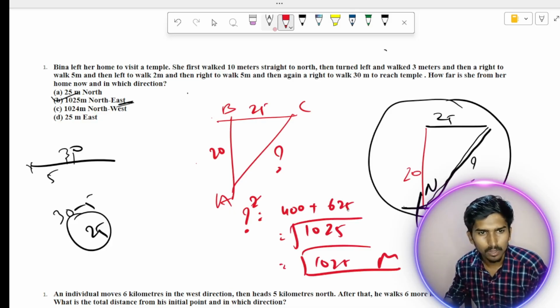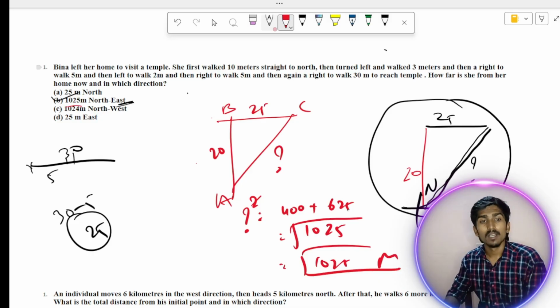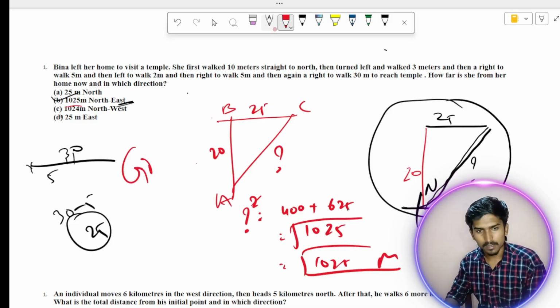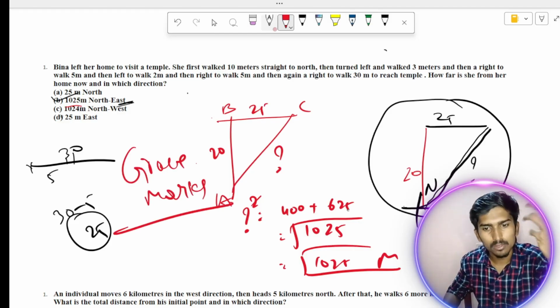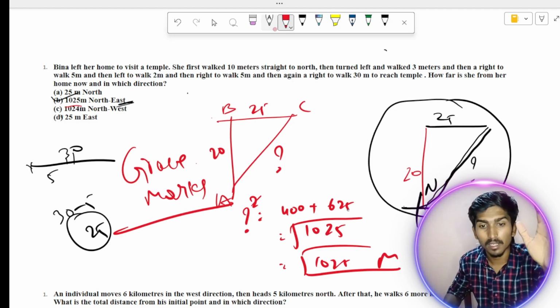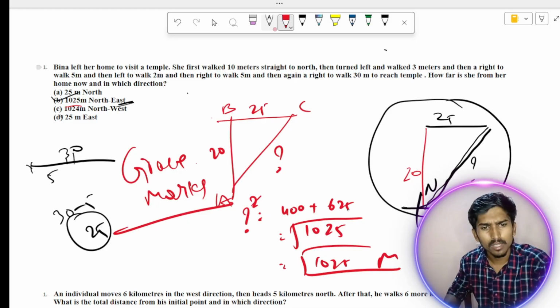Do we have the answer? No, we don't have. They have just given 1025 meters. That means it is a grace mark. You should be confident enough when you solve the question. If you solve it in the right manner, you should directly say that it is a grace mark. You should not worry about why they have not given square root of 1025. And again, you should not solve from the starting.